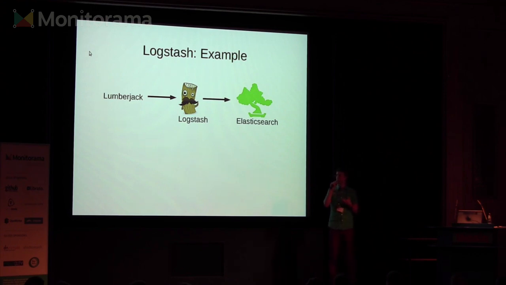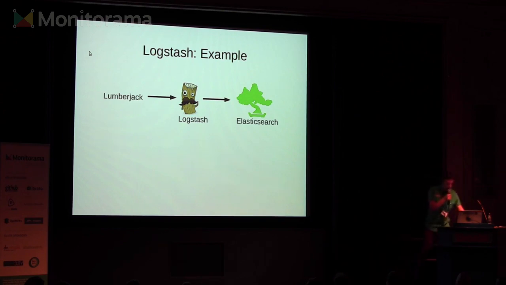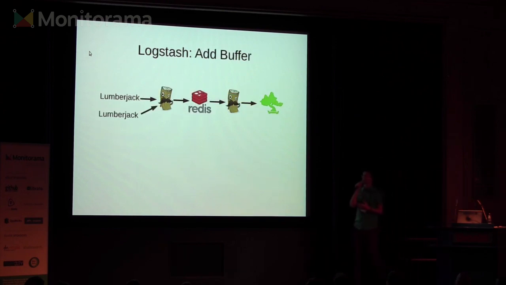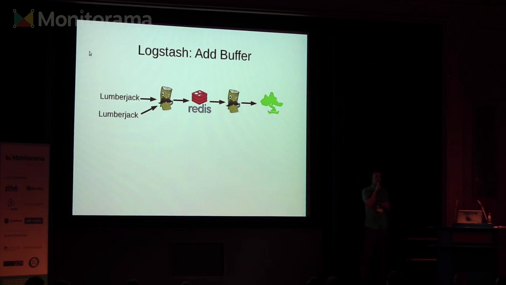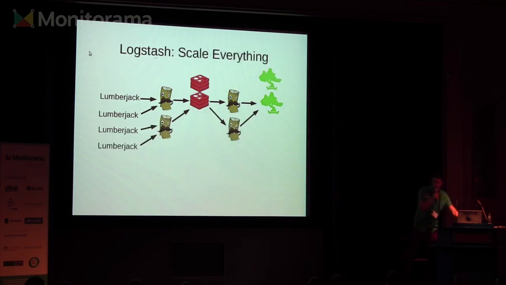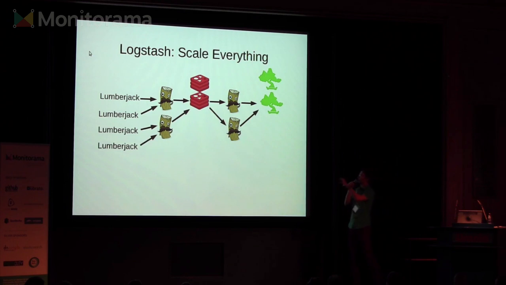The problem with this setup is that you don't really have a buffer. Logstash doesn't really do that. So what you can do is put a Redis in the middle. So you will have a Logstash that receives the logs and a Logstash that indexes the logs. The cool thing about this setup is that you can scale everywhere. So you can have multiple receivers, and you can configure Lumberjack to have an array of destinations. So if one Logstash goes down, you will use the other one. You can scale Redis, and you can also have multiple indexers. And you can also scale Elasticsearch.